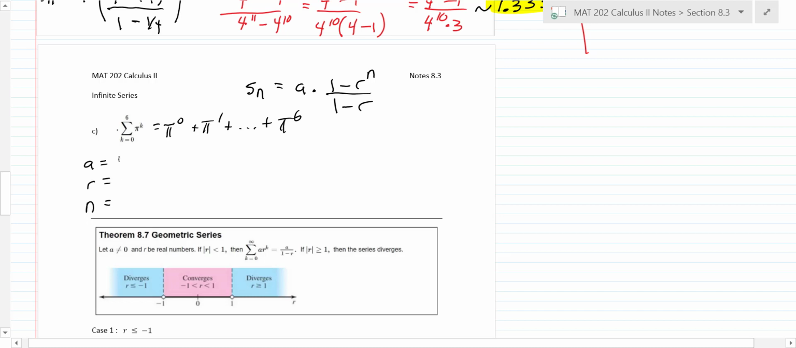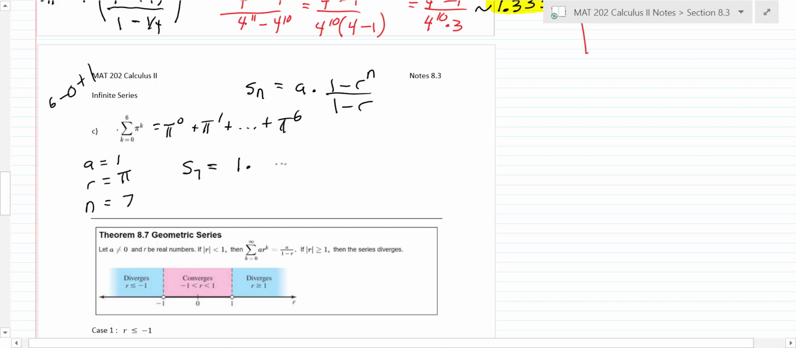A is 1. Tell me what R is. Pi. What's N? I keep hearing a 6. 7. Okay, there's one more: 6 minus 0 plus 1. There's 7, like that. Or count on your fingers. Take your pick. So we're going to do S of 7. That means the sum of the 7 terms.